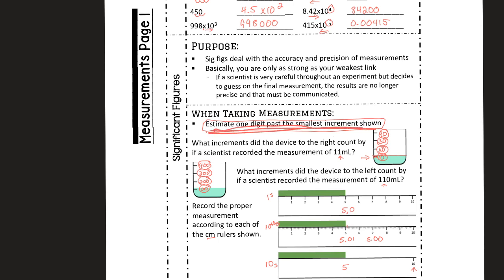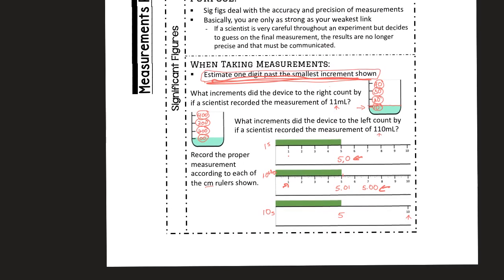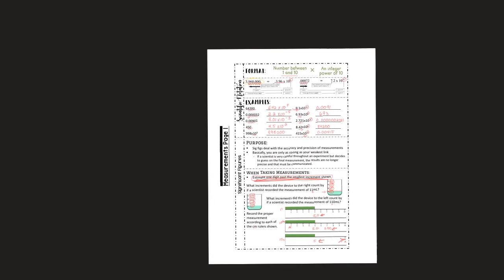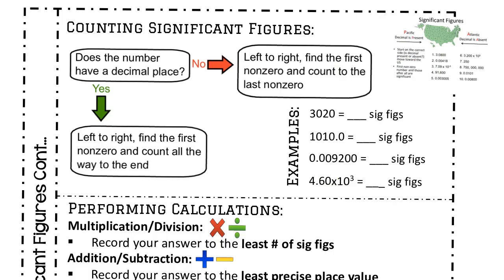So in this one here, we had 1 is the smallest increment shown. So I have to record my measurement to the tenths. This ruler here is showing it to the tenths. So I've got to record my measurement to the hundredths. This ruler here, it's measuring to the tens. So I have to record my results to the ones. Hopefully that makes some sense for you. Let's go ahead and I'm going to just pause this for a second.